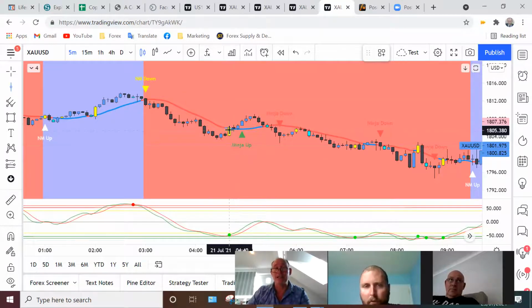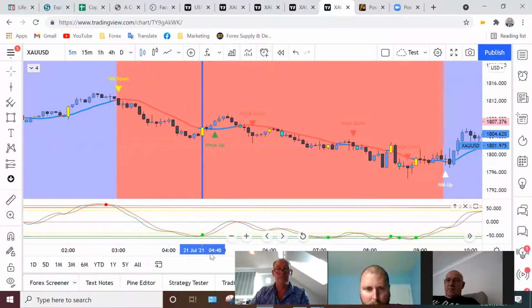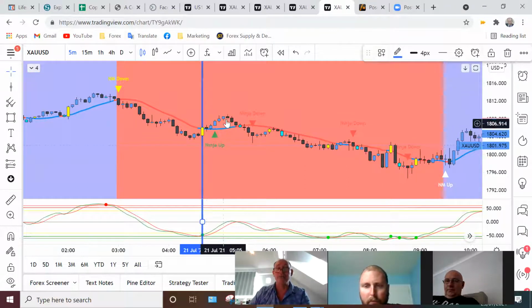Okay. So if I click there and I look down, what do we have here? Green dot. And the trend change. Saying that it's going up, and then obviously the red dot saying that it's going down. But we're in a red zone. So I ignore it. And guess what? I was right to ignore it.